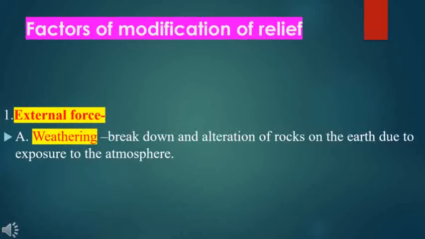First, weathering. Weathering basically means the breaking down and alteration of rocks on the earth due to the exposure to the atmosphere. Second, erosion. Erosion you have studied in class 6th. Erosion is a process of wearing away of the landscape by different agents such as wind, water, ice, etc. Third is deposition. Transportation and deposition of weathered materials through wind and water.